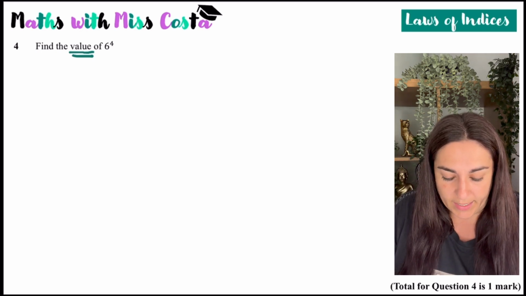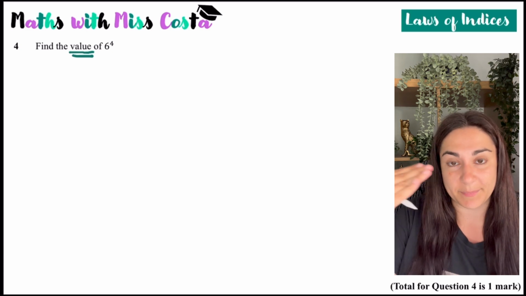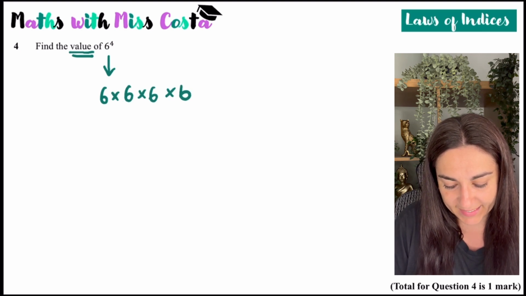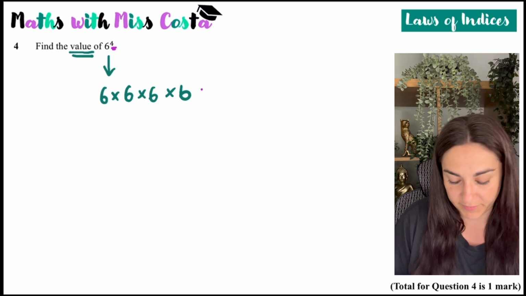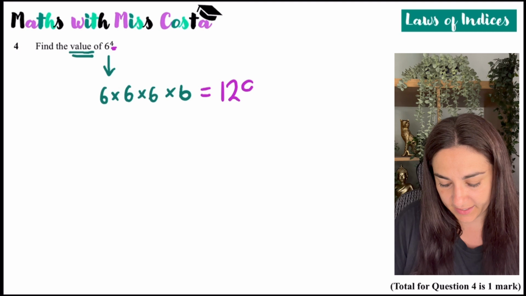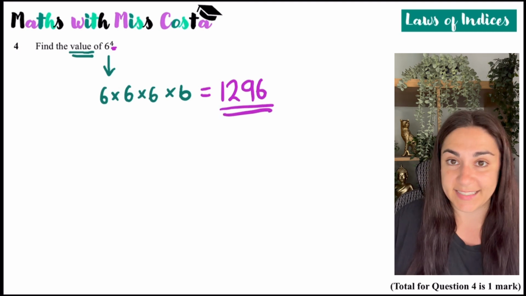Or we know that when something is to the power of something, it means it's being multiplied by itself. So 6 to the power 4 means 6 times 6 times 6 times 6. The 4 tells me how many times 6 is being multiplied by itself. So I could also just do 6 times 6 times 6 times 6 in my calculator. But either way, the value of that would be 1,296.